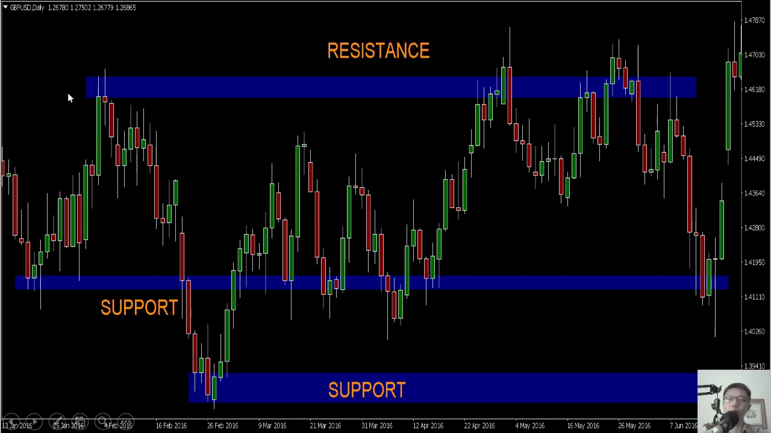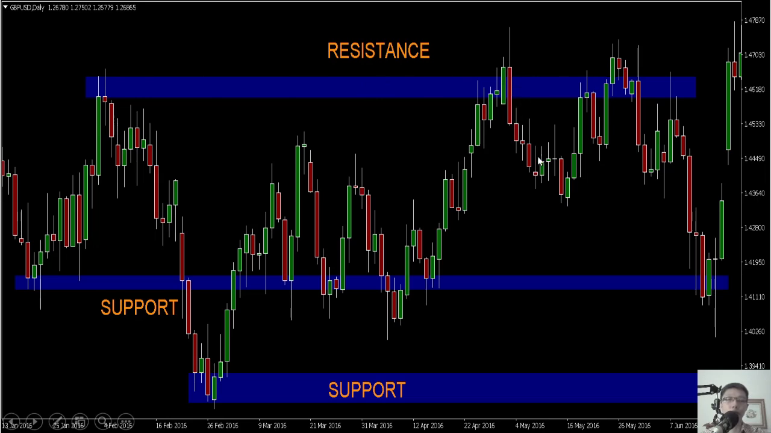So we can also mark this level as resistance because this is a very huge downtrend. Okay, and then after this area, buyers come in again, push the price higher, break above this support, and then price tries to go down but fails, up again, tries to go down, fails, up again, until it reaches this resistance area.